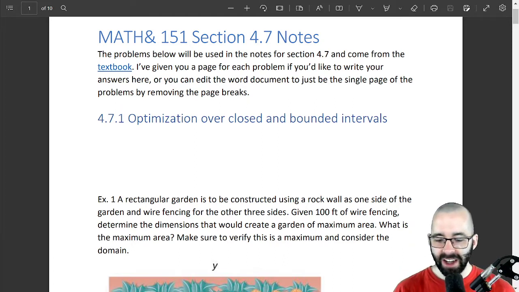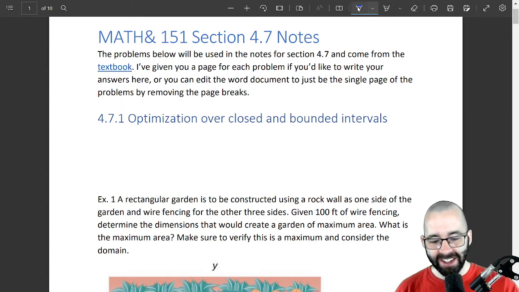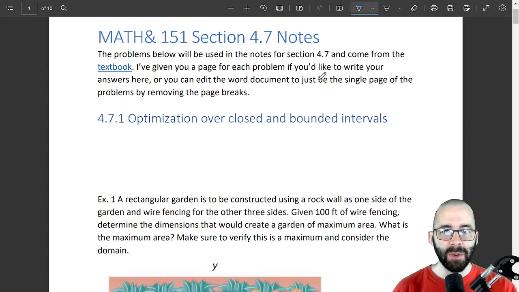So that's a lot of stuff that you can write here. I didn't write any of it down, but you could if you'd like. That's kind of what we're doing here, and that's where we're at.